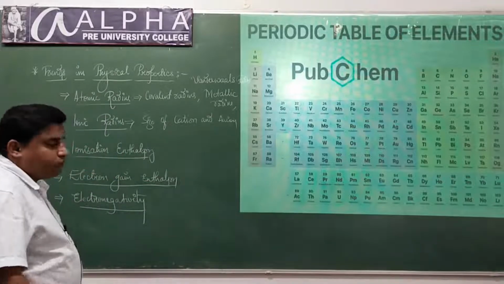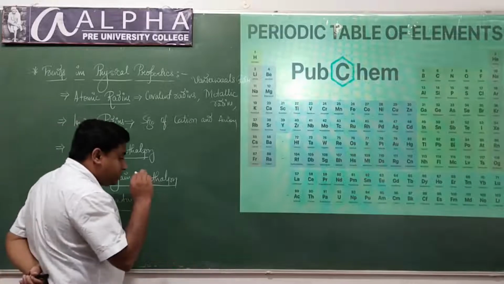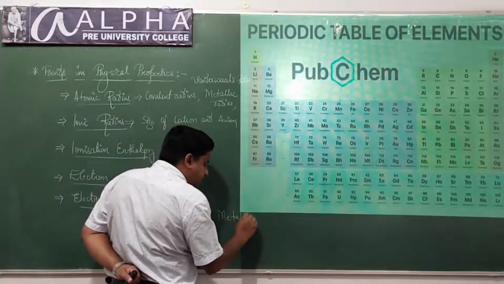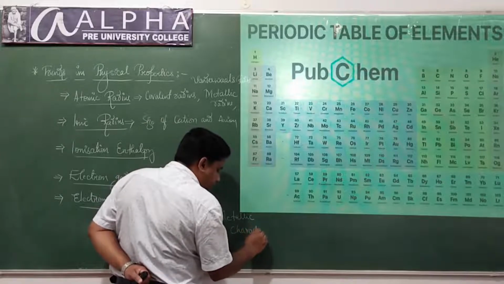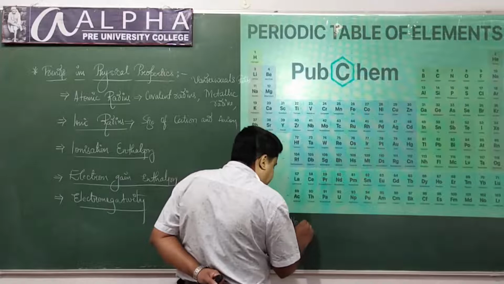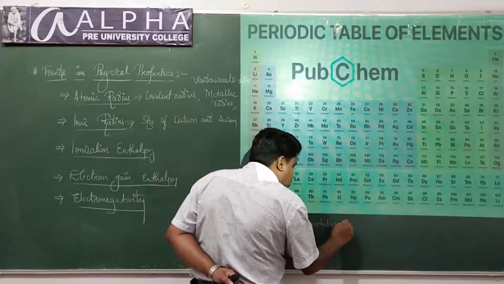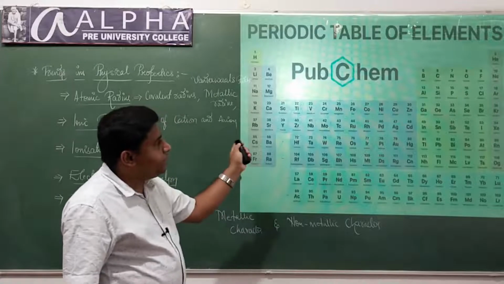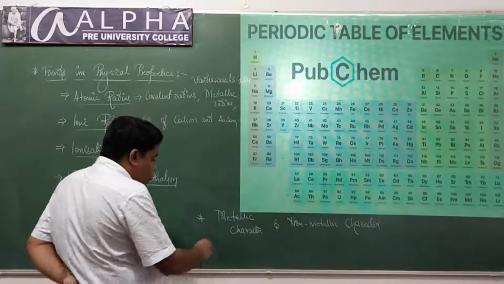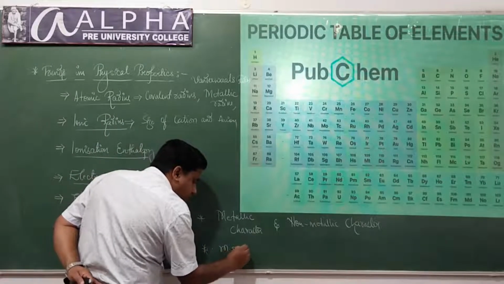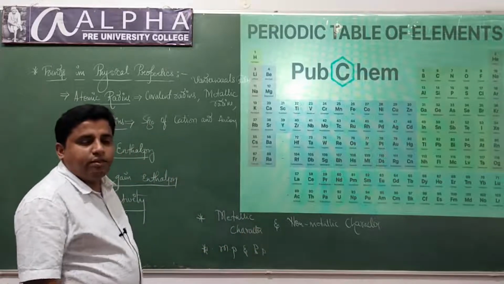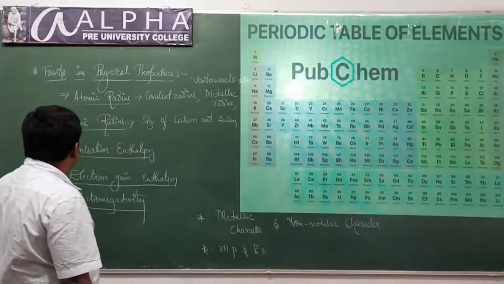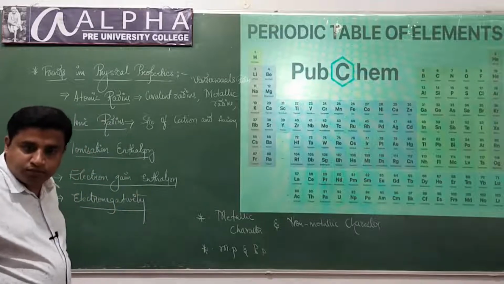Along with these physical properties, please also learn the variation of metallic character and non-metallic character. How does metallic character and non-metallic character vary along the period and down the group? And also melting point and boiling point. How does the melting point and the boiling point of the elements vary along the period and down the group?